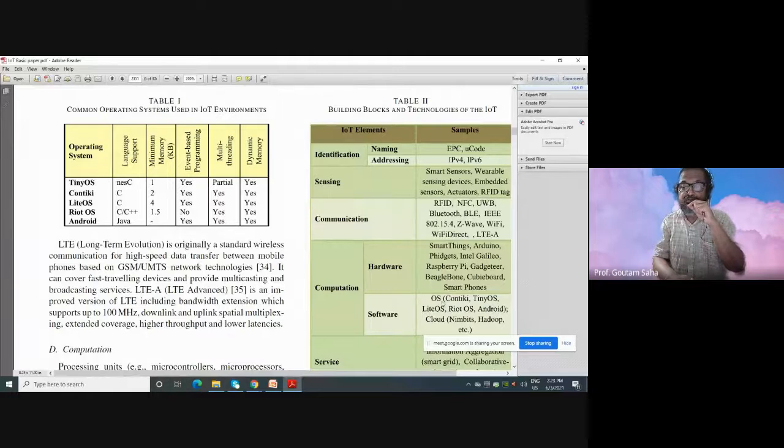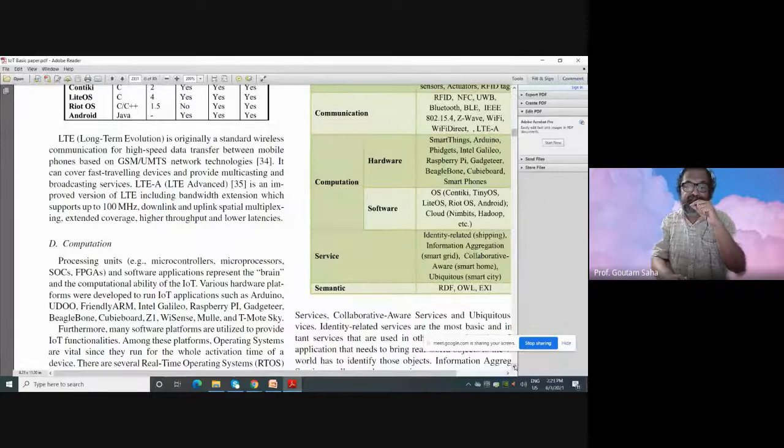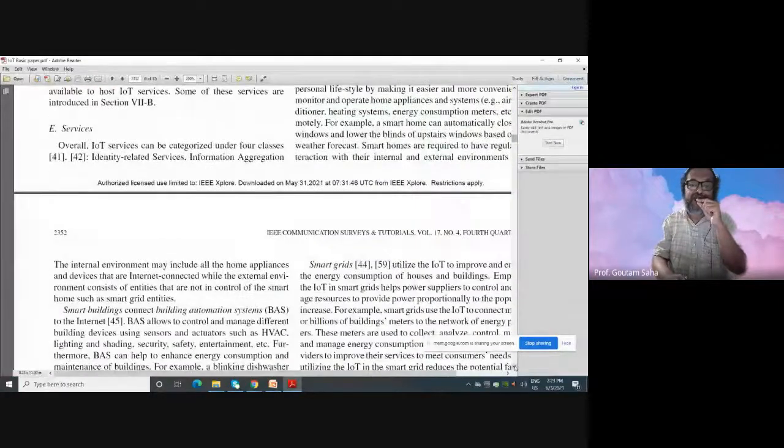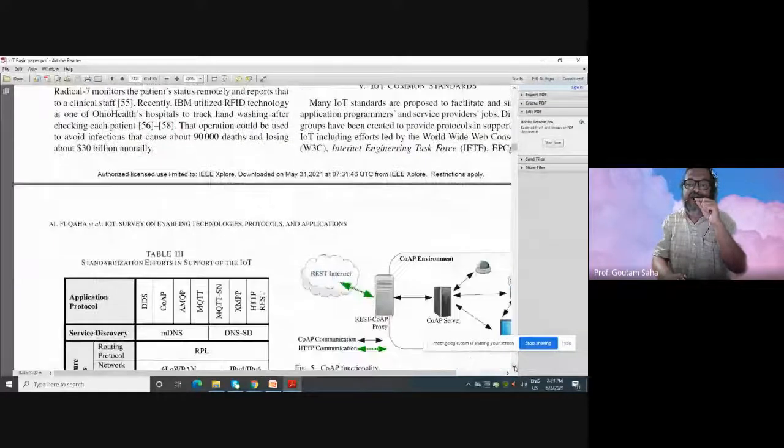Software: there are a lot of sorts, like TinyOS. These things I have already told you. Hadoop is also used for big data problems, big data analysis. And what are the services available? Shipping, information aggregation, smart grid, smart home, cloud computing, and semantics analysis: RDF, OWL, and EXI. RDF and OWL we have worked with; EXI we have not worked with. Next is services, etc. Whatever I told you is there. Semantics also you need. IoT communication standards.